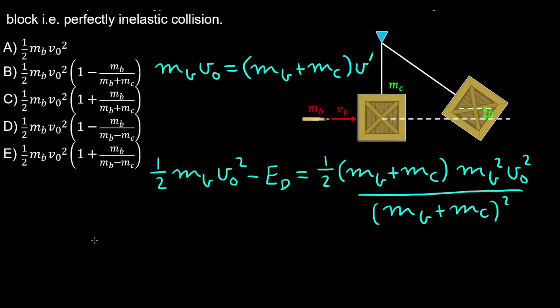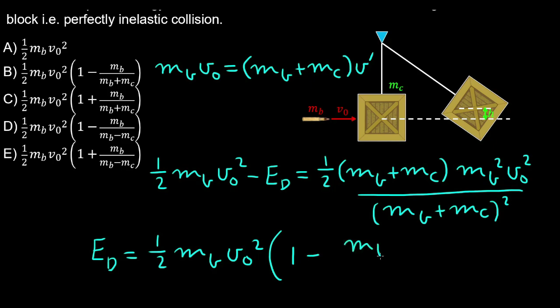So solving for the dissipated energy, we have 1/2 by the mass of the bullet by the initial speed squared, which will factor out. And then subtracting this expression, we have mb by mb v0 squared over mb plus mc. So the correct answer is B.